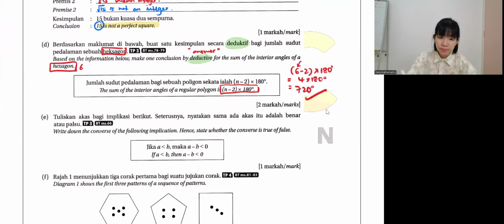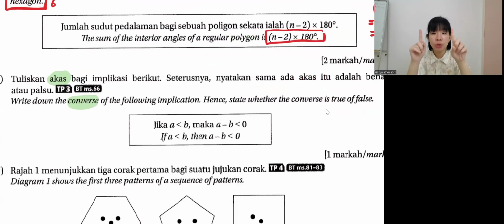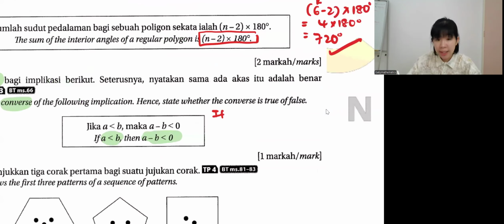Now, next. Okay, write the converse of the following implication. Okay, guys, highlight this, converse, akas. And then state whether the converse is true or false. Okay, converse means, unlike just now with inverse, songsangan, where you add bukan and the position all remains, if it's converse, you terbalikkan the sequence. A less than B and A minus B less than 0, terbalik. Okay, this one you have to copy. If, write the thing at the back first: A minus B less than 0, then A less than B. Okay, jika, then this one, maka.